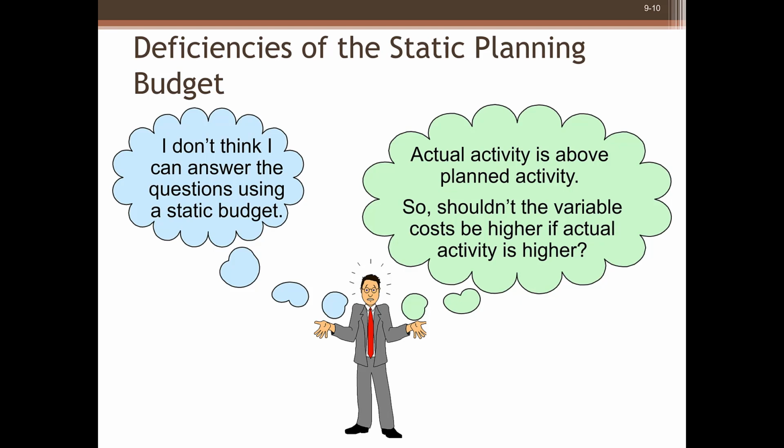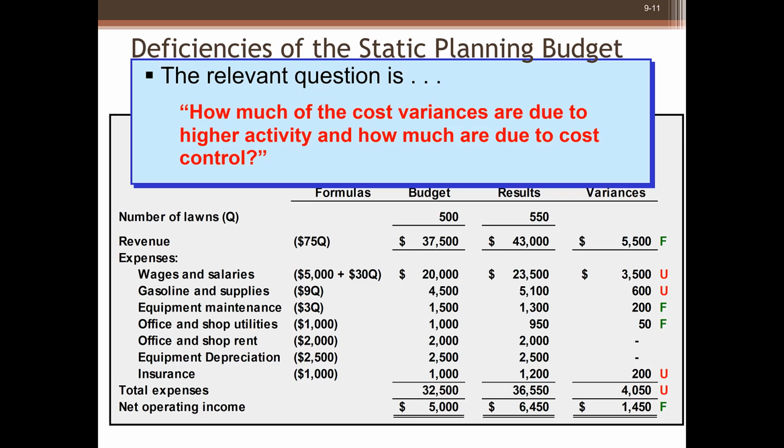Actual activity is more than planned activity. So if the actual level of activity is higher, of course, the variable costs should be higher. We cannot jump to the conclusion of whether Larry has done a good job or a poor job controlling costs. Then it raises an additional question: how much of the cost variances are due to higher activity and how much are due to cost control? To answer this question, we need to flex the budget.